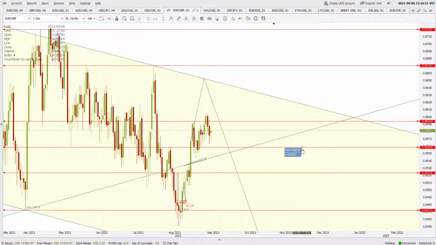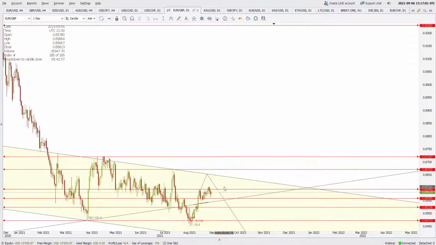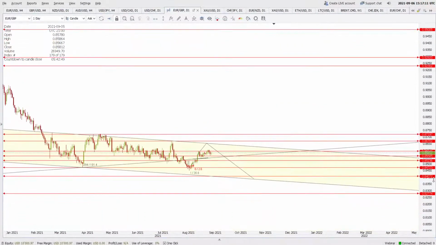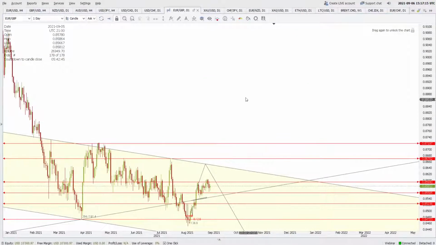Talking about Euro GBP, Euro GBP has no certain direction right now. It is moving within the range of 0.8558 and 0.8594. No particular direction is visible, although we are expecting the price to head higher to this falling channel's resistance line before we expect it to fall to this broken, of course, same channel's support line.